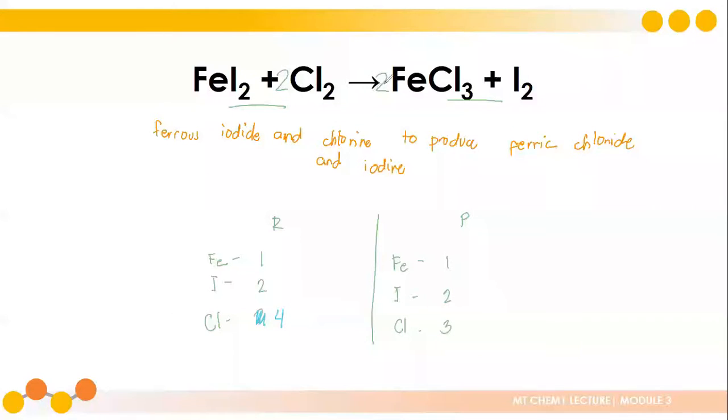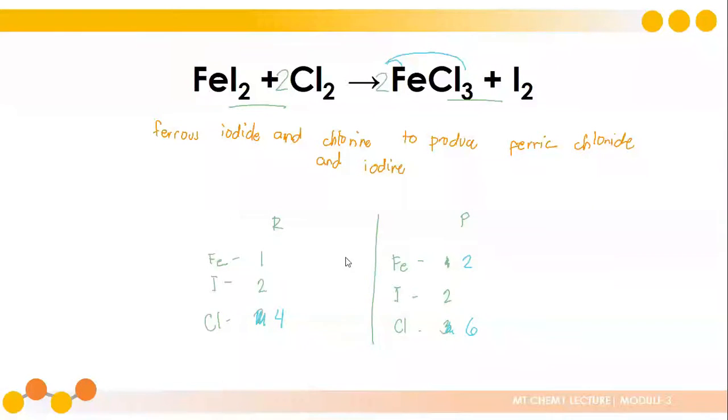So we have now 2 ferric chloride. Let's change the numbers. Now we have 2 iron, and then we have 6 chlorine. Is it balanced? Looking at it, it's not balanced. Not only chlorine is not balanced, iodine is also not balanced, and iron is also not balanced. So we have to balance iron now.